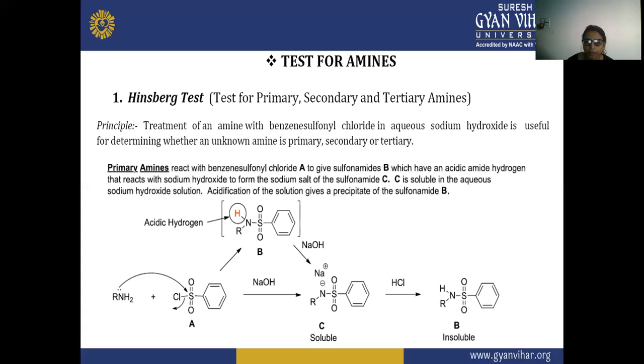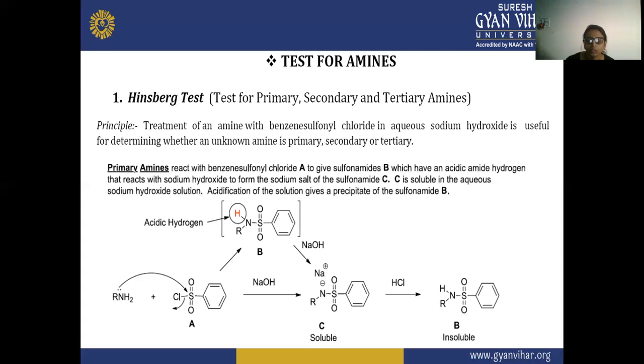then there is the acidification with the HCl, and you can see the HCl will dissociate into H positive and Cl negative. The H positive will react with the negative nitrogen, and this Cl will react with the sodium positive. So after that, there is a formation of insoluble precipitates of the sulfonamide B.